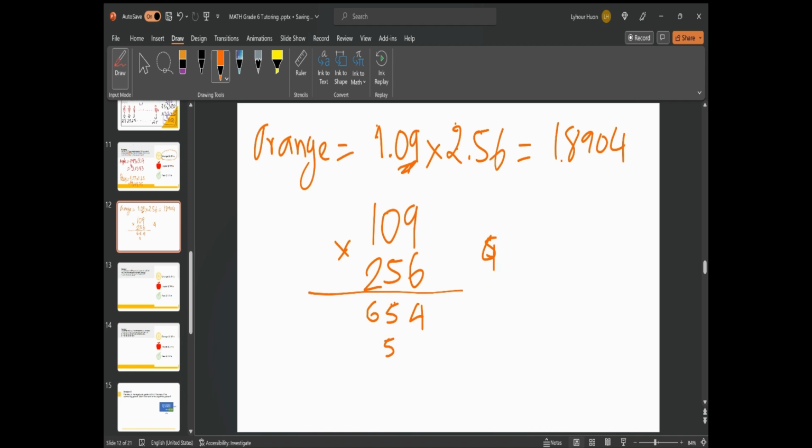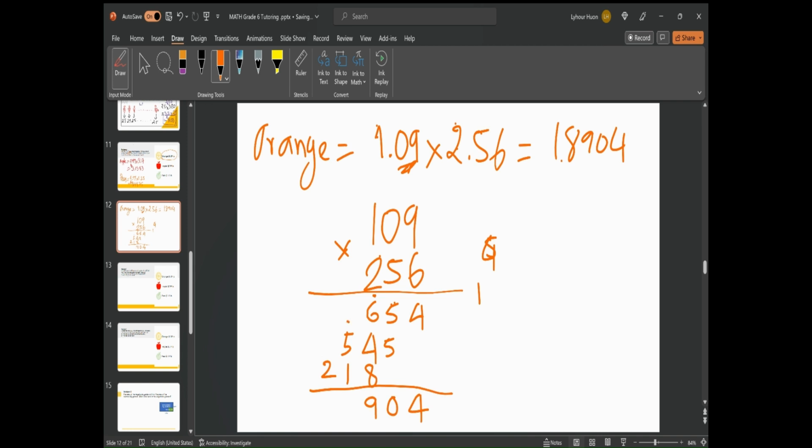5 times 0 is 0, right? Multiply with 0, always 0. 5 times 1 is 5. Now 2 times 9 is 18. 8, we have 1. 2 times 0 is 0, plus 1 is 1. 2 times 1 is 2. So it will be 4. This is 0. We have 1 here. 10, 19. Okay, 9. We have 1.